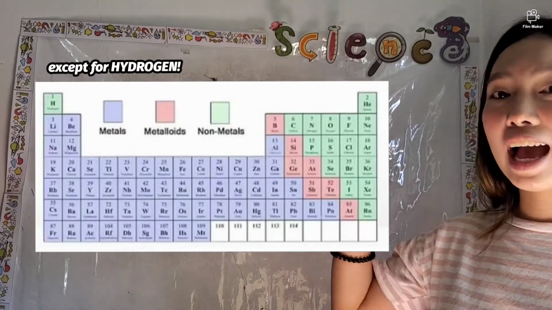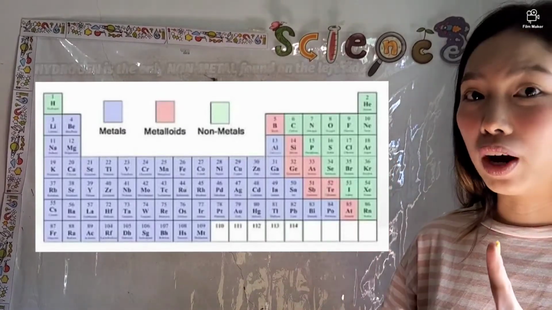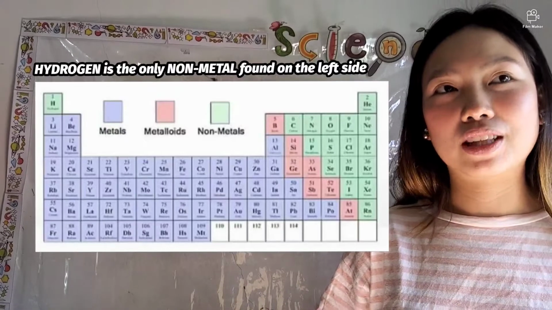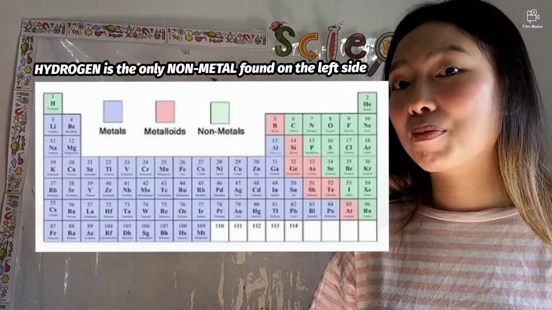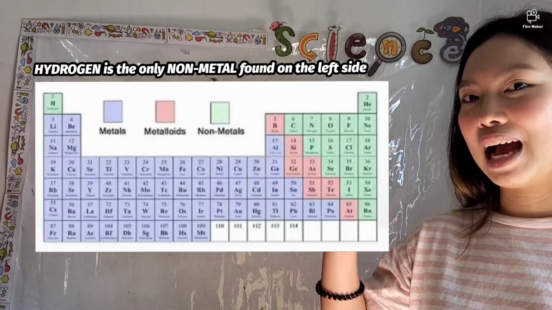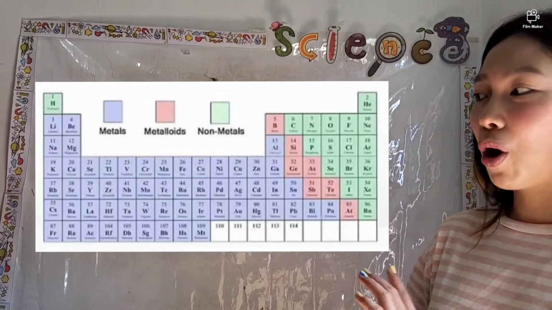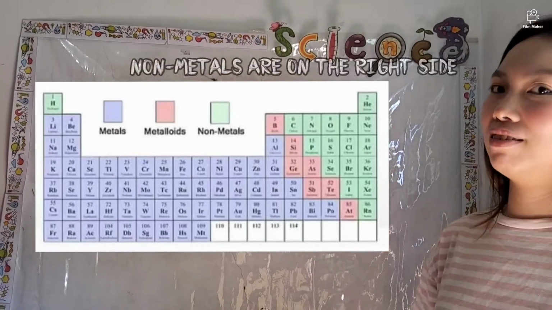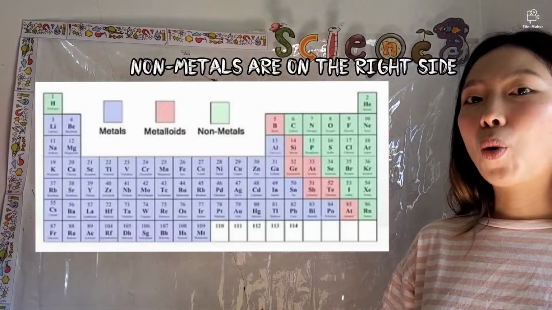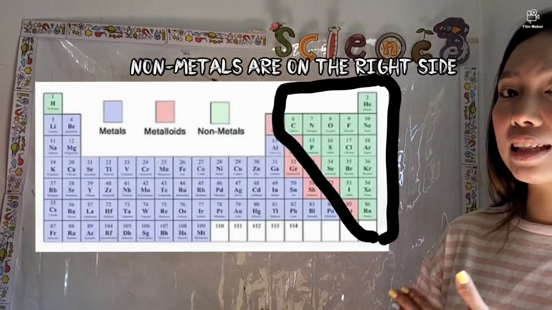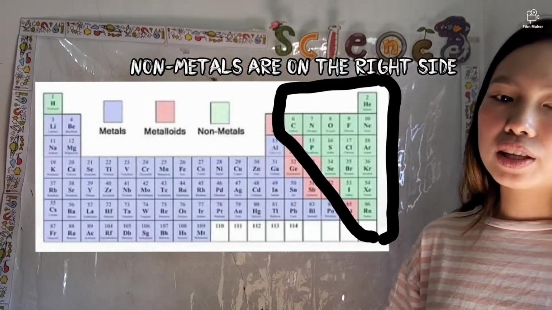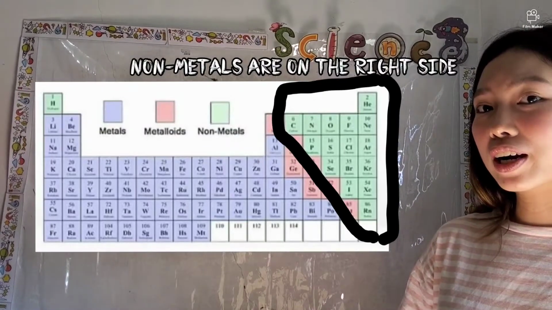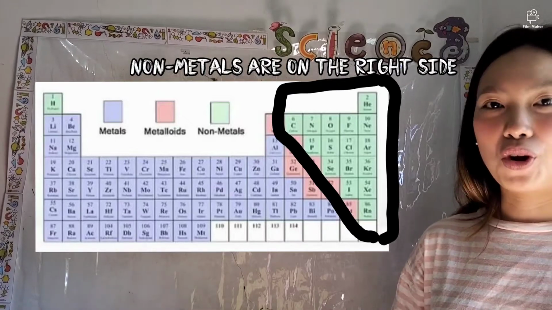Except for hydrogen. Hydrogen is the only non-metal that is found on the left side of the periodic table. Siya lang ang nag-iisang non-metal na makikita mo sa kabilang side. So mean to say, kung ito ang metals, sa kabilang side, on the right side, dun mo naman makikita ang lahat ng non-metals. So, non-metals are all the groups 7A and 8A, including the remaining elements. So, those are the non-metals of the periodic table.